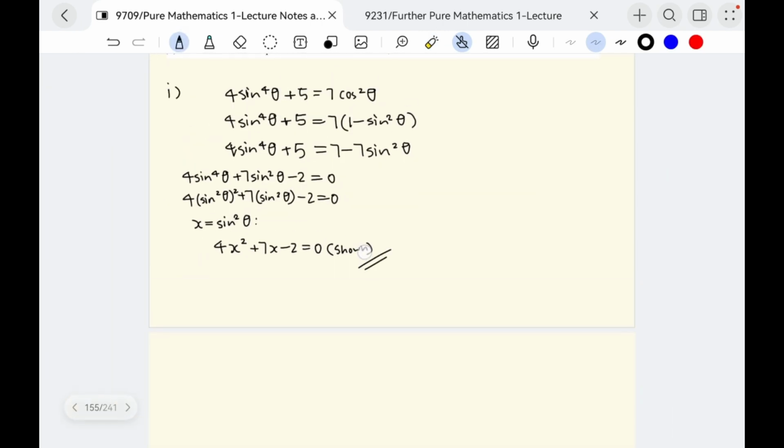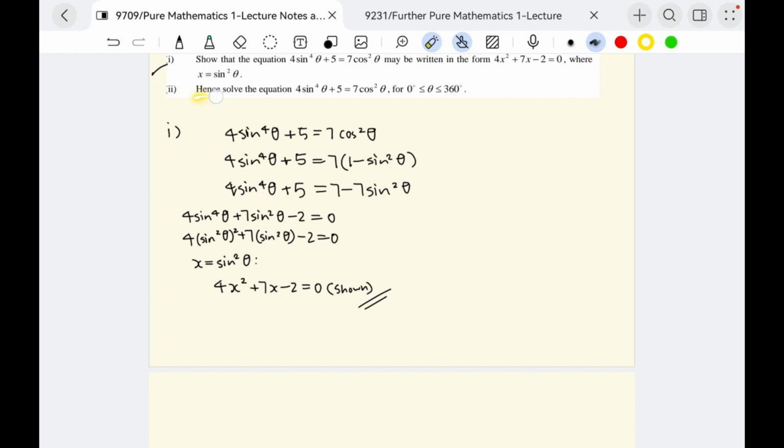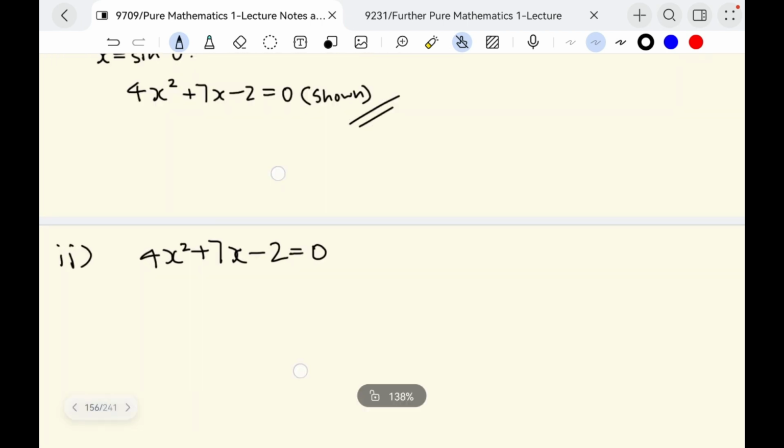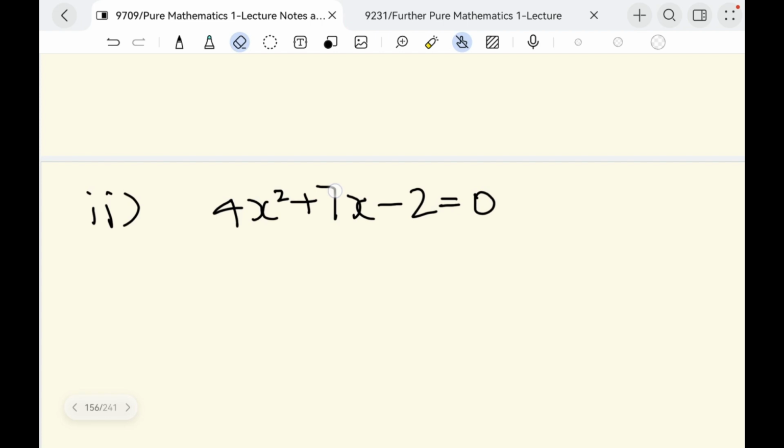Okay. So for part 2, hence, what is the meaning of hence? It means that you have to use the result from the first part of the same question. So second, it wants you to solve the equation that you have proven from here to here. So first thing first, just rewrite the equation, the result that you have proven from part 1, and then solve the quadratic.